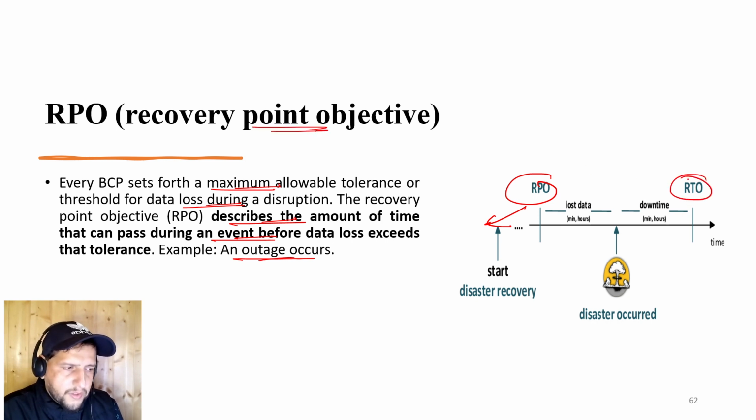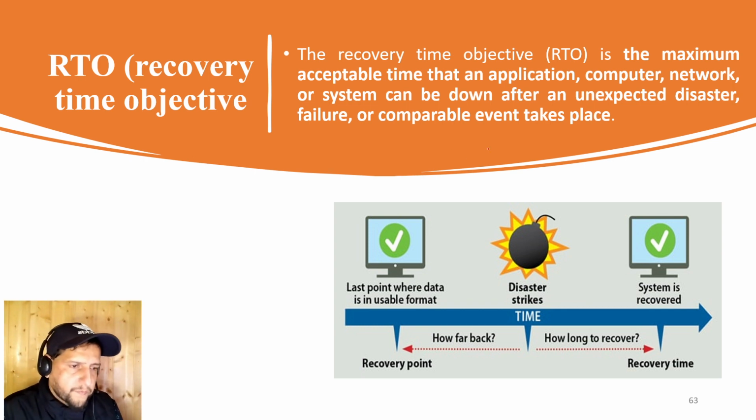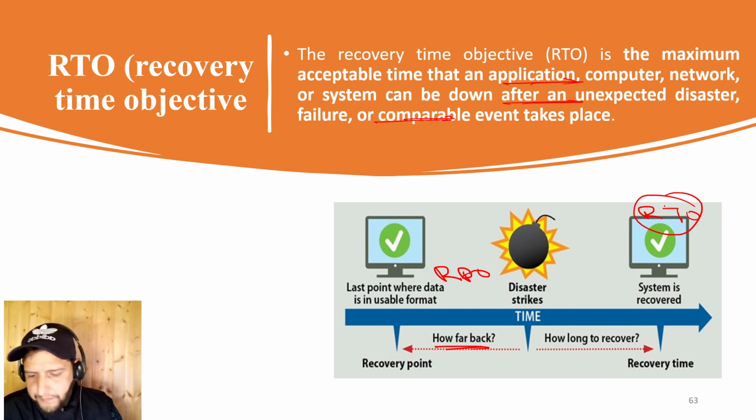RTO deals with how long you need to recover, how much time you have to recover. So RTO, recovery time objective, is the maximum acceptable time that an application, computer, network, or system can be down after an unexpected disaster, failure, or comparable event takes place. So RPO deals with how far back you need to move, and RTO deals with how much time you have to recover.